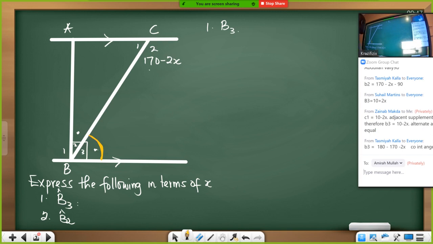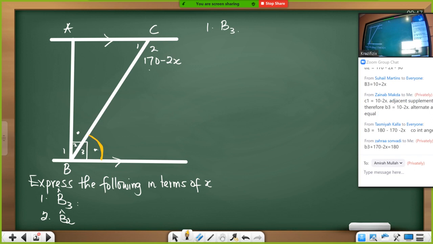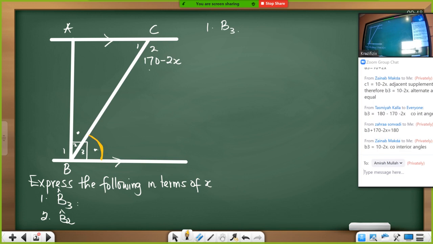180 minus 170 minus 2x, co-interior. No, Tasmia, B3. Talk to me, guys. B3. Okay, let's check. Tasmia saying 180. Okay, let me check. 180 minus, all right, look, minus 170 minus 2x. Okay, I see. Zainab, I'm going to come back to you. Zainab said C1 is 10 minus 2x. Okay, I see.